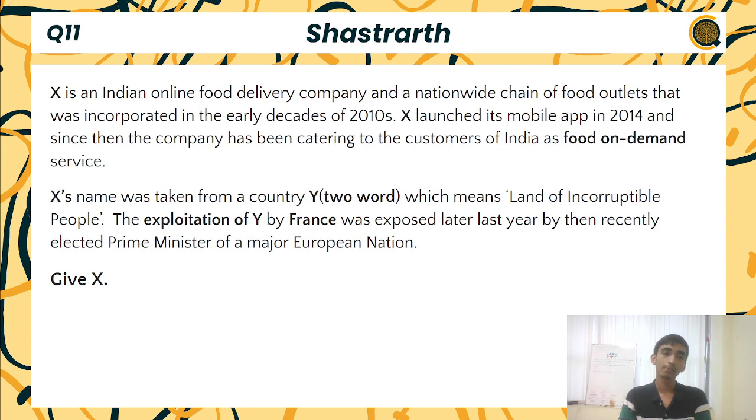Question number 11. X is an online food delivery company, and the name was taken from the second word of a country, which was being exploited by France as per the Prime Minister of a major European nation.